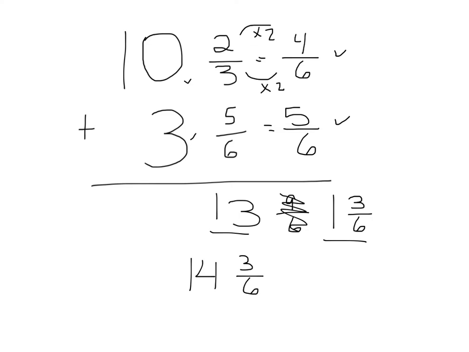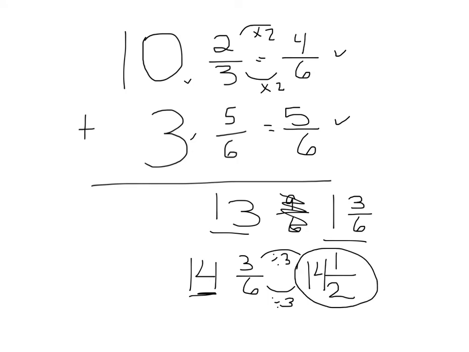Yet that's not in simplest form, because the 3/6 is not in simplest form. I can divide the numerator and denominator by 3. 3 divided by 3 is 1. 6 divided by 3 is 2. Oh, 3/6 is the same as 1/2. So now my answer is 14 and 1/2, just like 14 and 3/6, yet 14 and 1/2 is in simplest form.